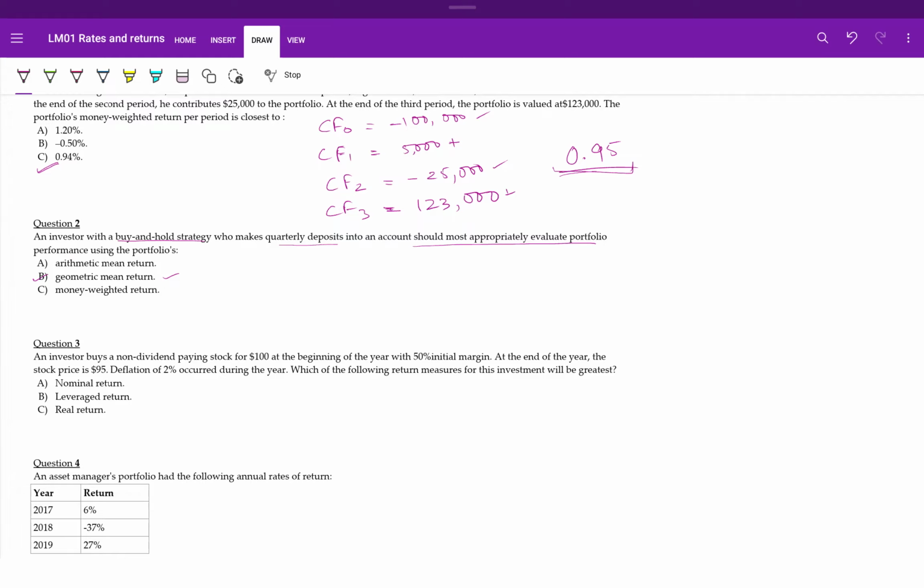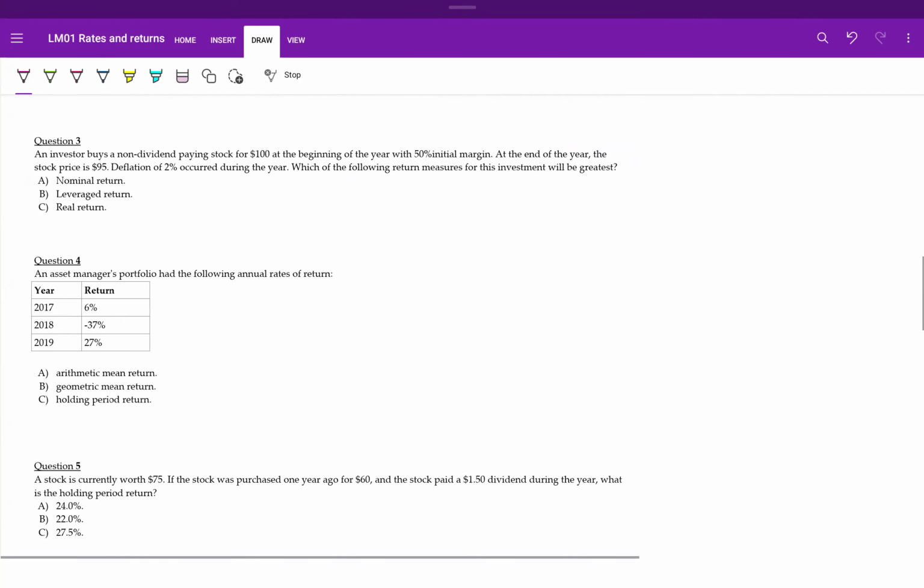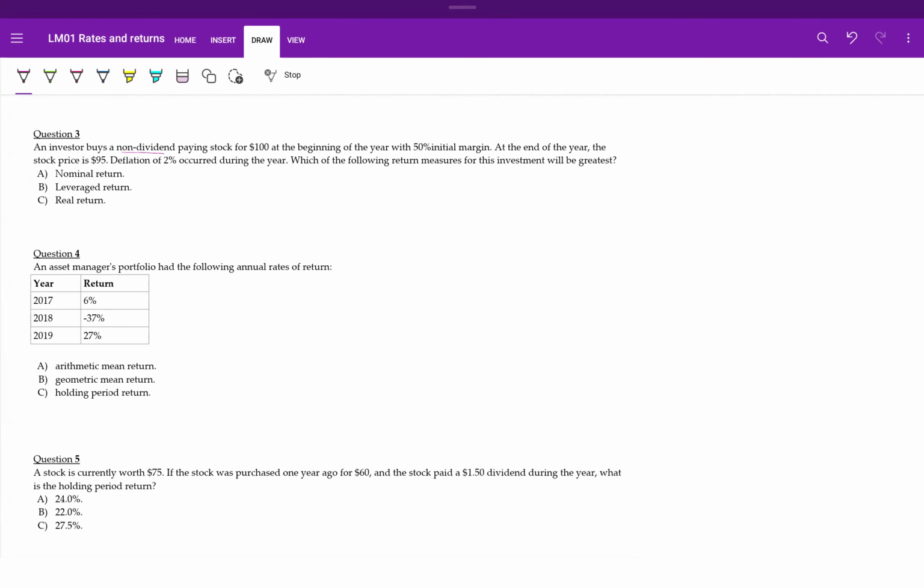Okay, so question number three. It asks: an investor buys a non-dividend paying stock for $100. It's a non-dividend paying stock, so no cash inflow during the year. Beginning of the year with a 50% initial margin. Now they have actually bought on debt here. When you read the first line of the question, it says initial margin, and if you talk about initial margin, you know they are talking about leverage return. And at the end of the year, the stock price is 95.